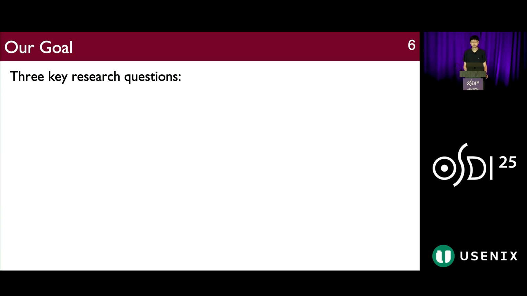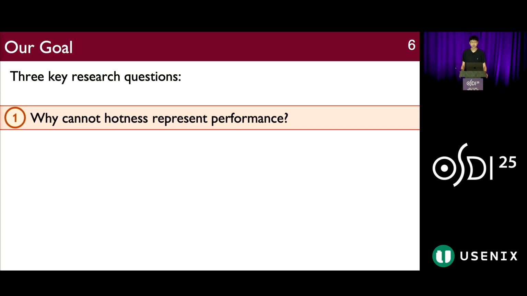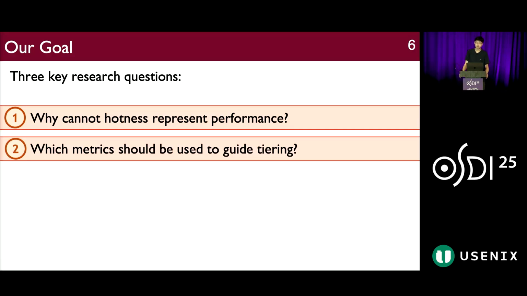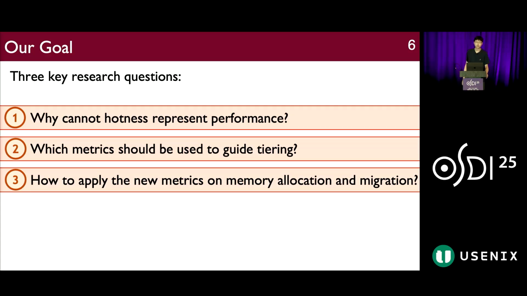So our goal here is mainly to answer these 3 research questions. The first one is, why can't hotness represent performance slowdown? The second is, which metric should we use for better tiering? And in the end, how to apply the new metric in memory allocation and page migration?